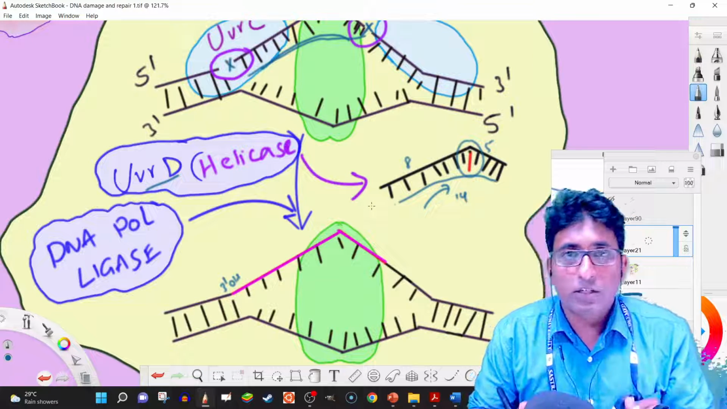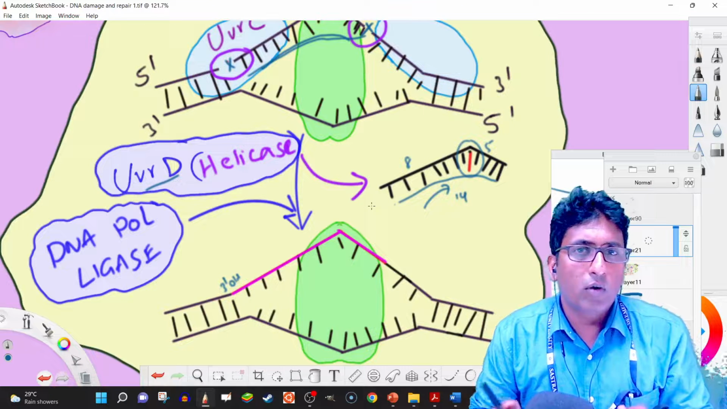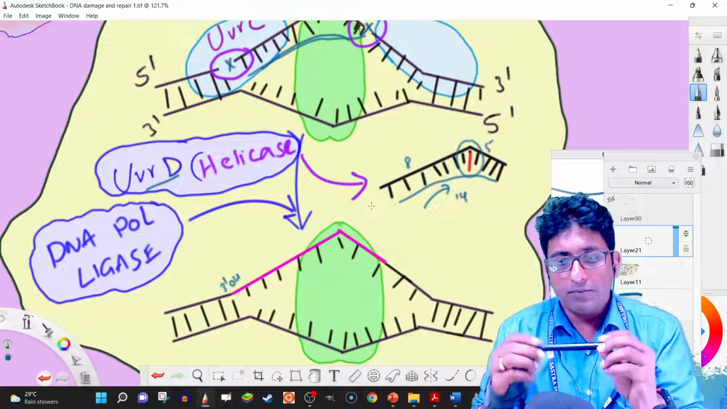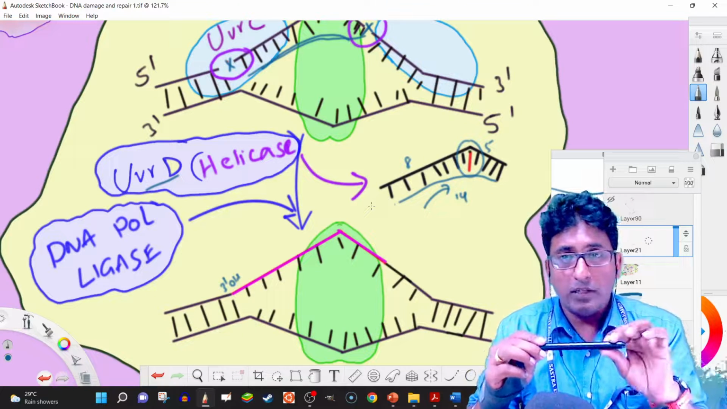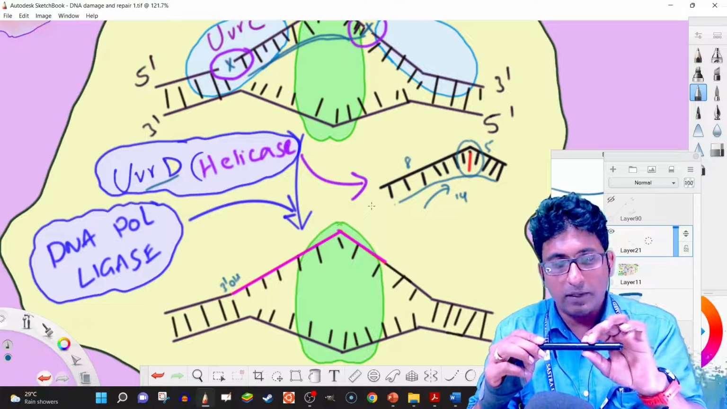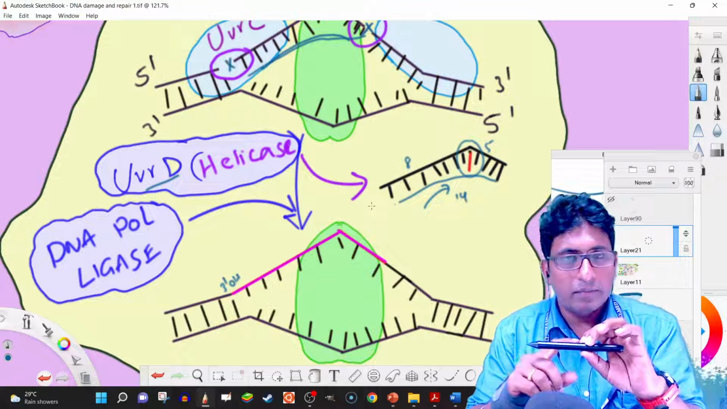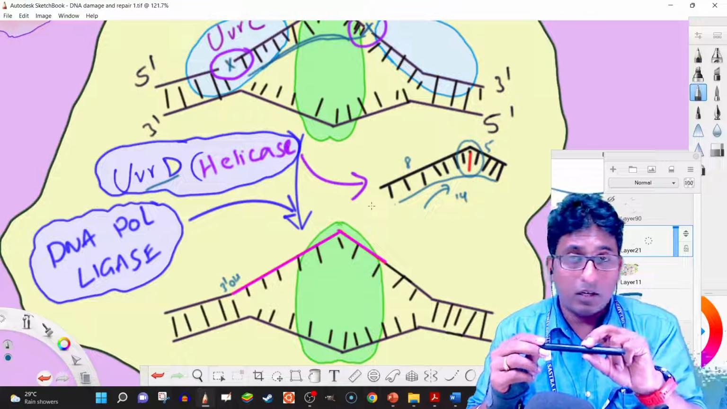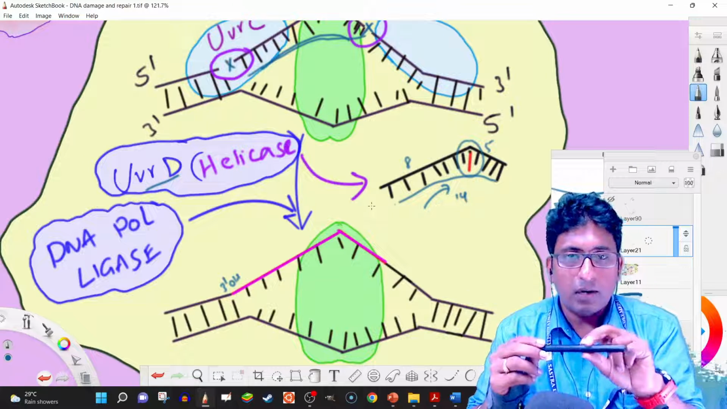This nucleotide excision repair is also involved in what is known as transcription coupled repair. Say RNA polymerase is transcribing, and if there is a base problem there, RNA polymerase cannot go further. So it halts there.